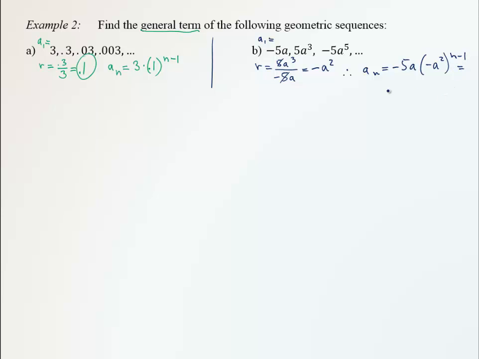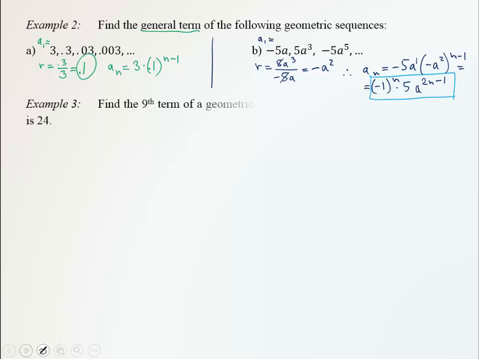So how can we simplify this? First of all, let's separate the negative signs. Negative to the n minus 1 times negative is negative 1 to the n. Then we have 5, and then we have a to the 2 times n minus 1. So we'll have 2n minus 2, but then in the second we need to add this 1. So altogether it is 2n minus 2 plus 1, so it's minus 1. And that will be our answer for the general term.